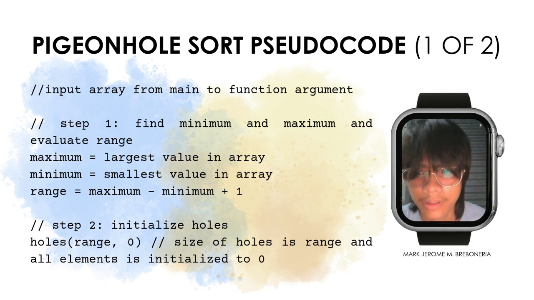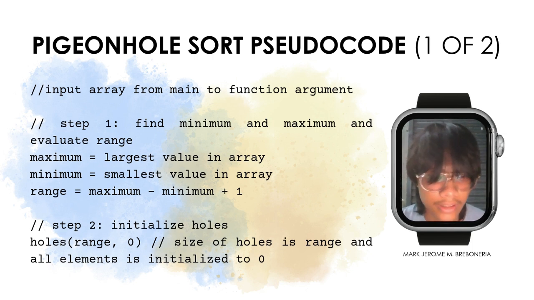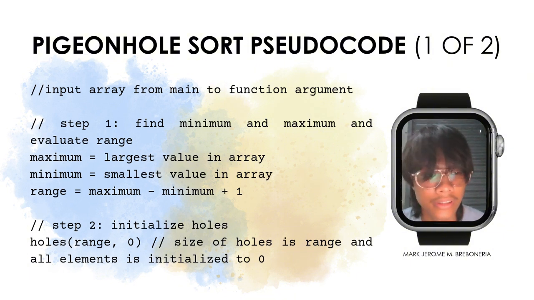Hello, good morning everyone, and I am Mark, and I'll be explaining the pseudocode for the pigeonhole sort. So first of all, we need to initialize a function, and input our array to the function as an argument.